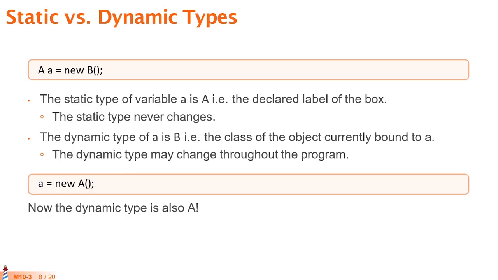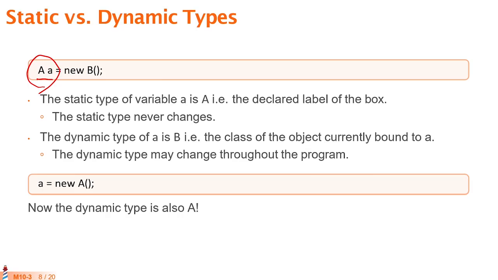But we also have what are called dynamic types, which are the type of a variable during the execution of a program. In this case, we have the variable A that is defined to have type class A. The static type of this variable is class A, as you can see here. The static type of a variable never changes because we say it explicitly when we declare the variable, and it will never change.